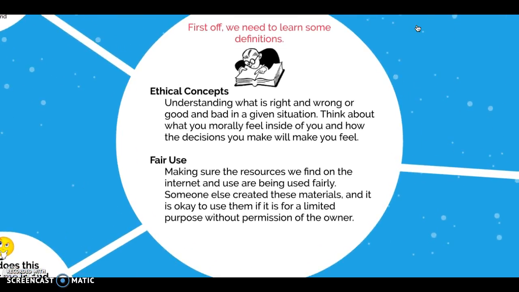So first off, before we talk about how we can do this safely in our classroom, we need to learn some definitions. Ethical concepts, that is really big for us in second grade. What that kind of means is understanding what is right or wrong or good and bad in a situation. Think about how you morally or how you just feel inside when you make a decision. If you feel bad, it's probably not a moral decision that is good to make. And if you feel good about it, then usually there's less problems that come up.